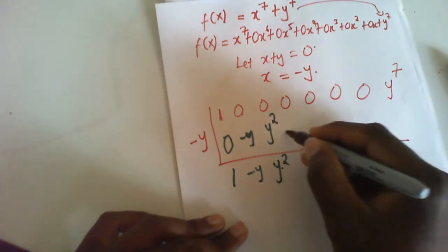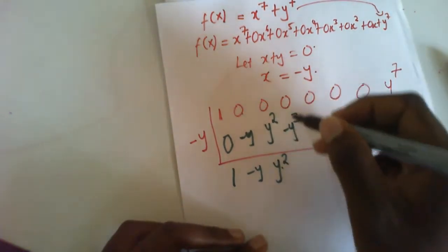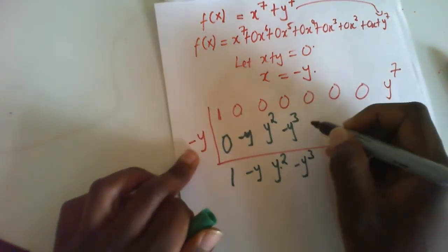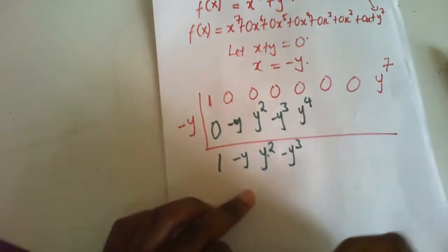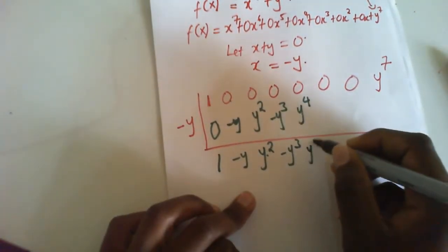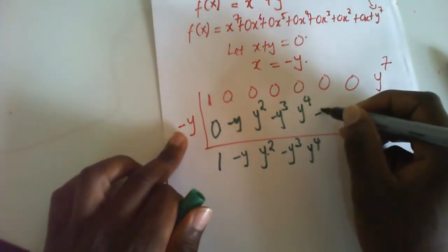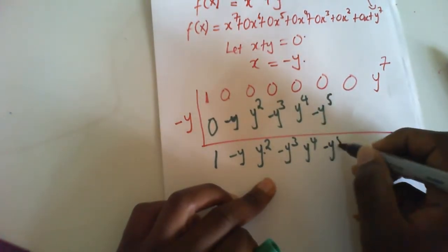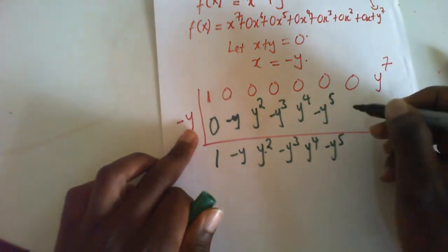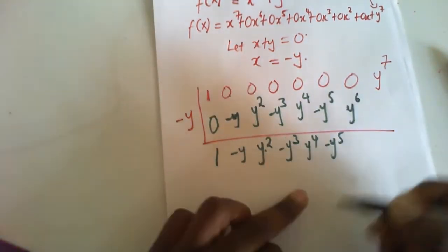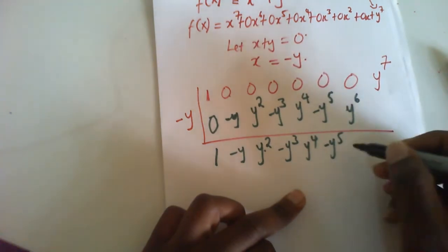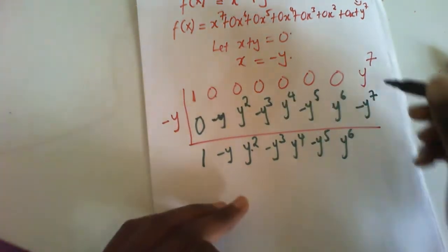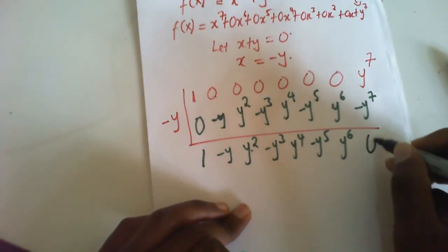y squared times negative y, it's negative y raised to 3. So 0 plus negative y raised to 3, it's negative y raised to 3. Negative y raised to 3 times negative y, it is positive y raised to 4. Okay, then 0 plus y raised to 4, it's y raised to 4. y raised to 4 times negative y, it's negative y raised to 5. Then 0 plus negative y raised to 5 is negative y raised to 5. Negative y raised to 5 times negative y is what? It is y raised to 6. Then 0 plus y raised to 6, it's y raised to 6. y raised to 6 times negative y, it's negative y raised to 7. Then y raised to 7 minus y raised to 7, it's 0.